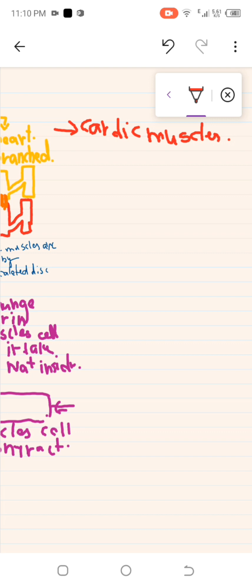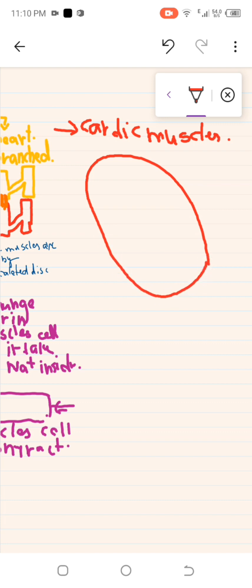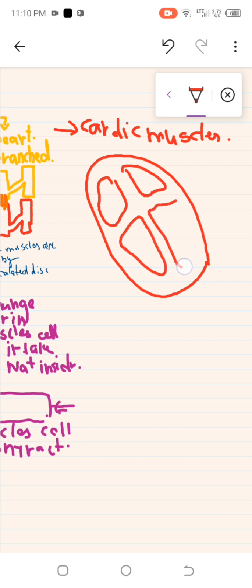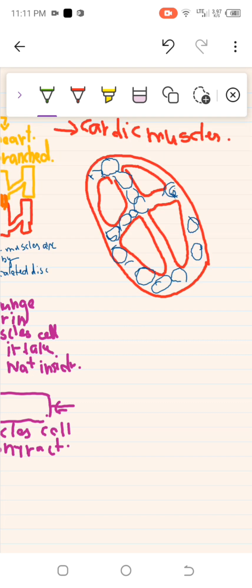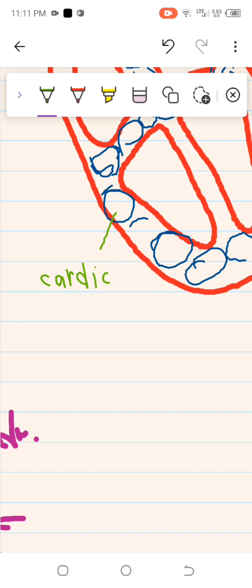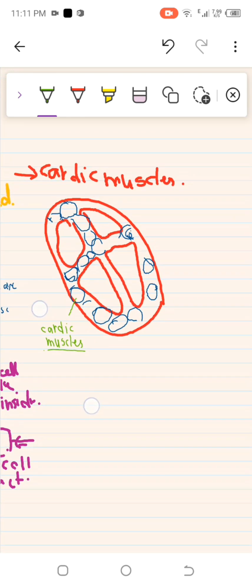Okay, so here I'm going to draw a diagram so that it will be clear to you guys. A rough diagram, do not take tension. So this is what we have, the atrium and ventricle. Around the atrium and ventricle we have cardiac muscles, and cardiac muscles are branched. These are in the branched form. So these are cardiac muscles.